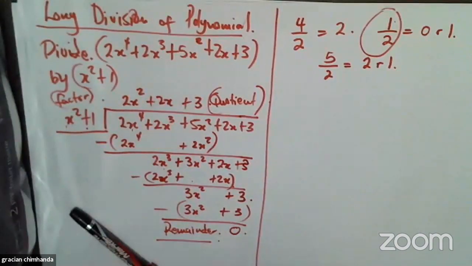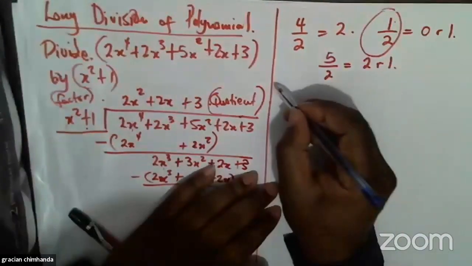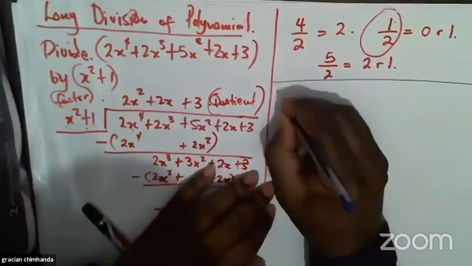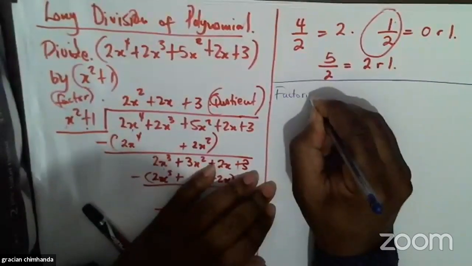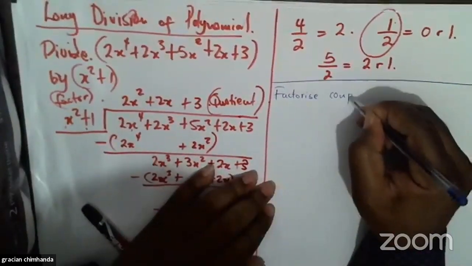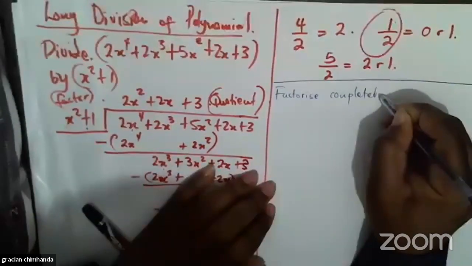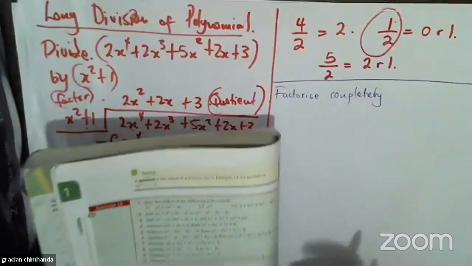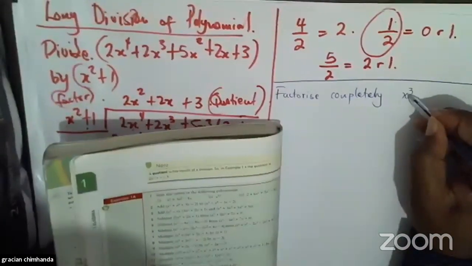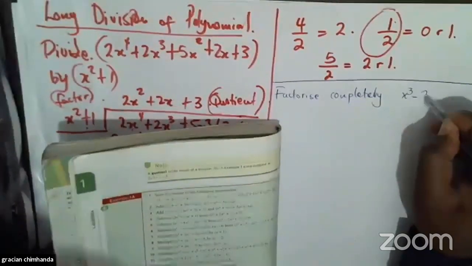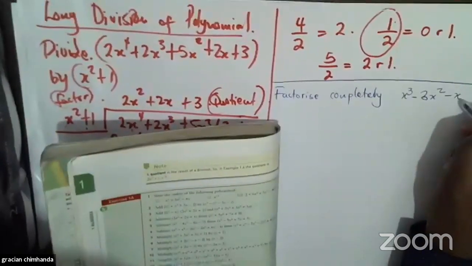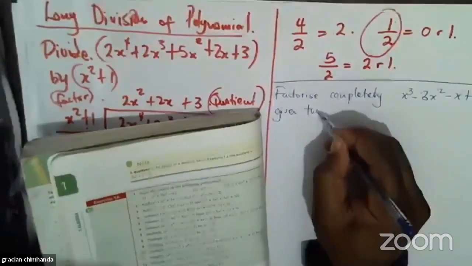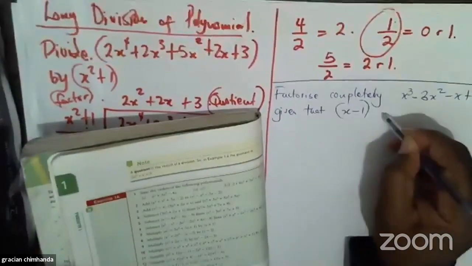Let's do one polynomial where we'll be able to factorize. So we're going to write here one polynomial. It says factorize completely, which is x to the power 3 minus 3x squared minus x plus 3, given that x minus 1 is a factor.